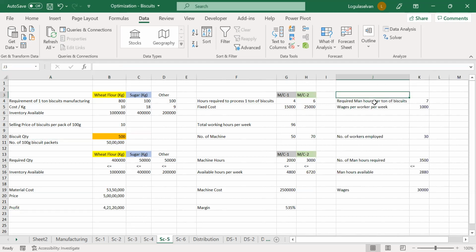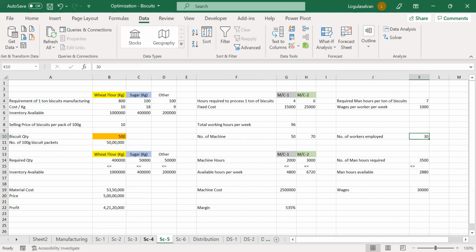In the fifth scenario, we are going to add man-hours as a constraint. Why? Because a machine is required for manufacturing. Similarly, manpower is also mandatory for any manufacturing. So the company right now has 30 employees.